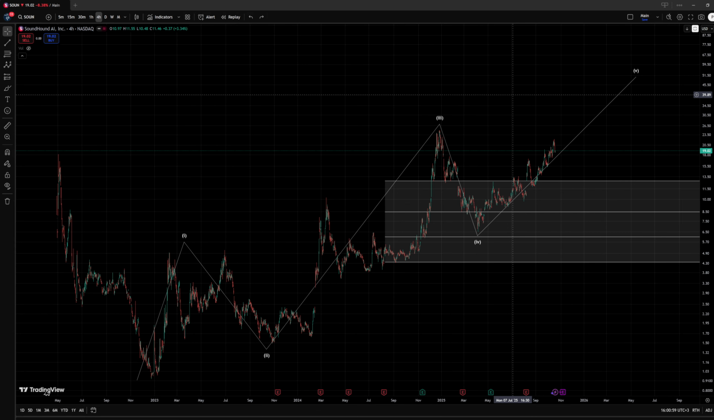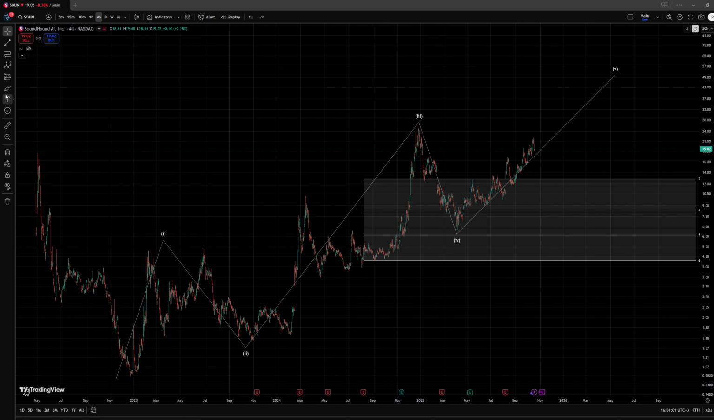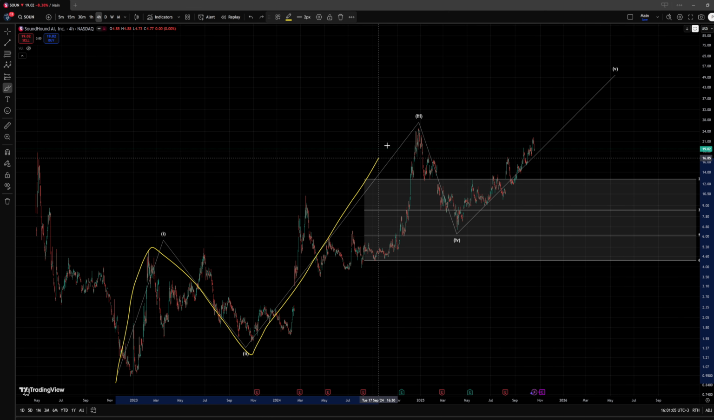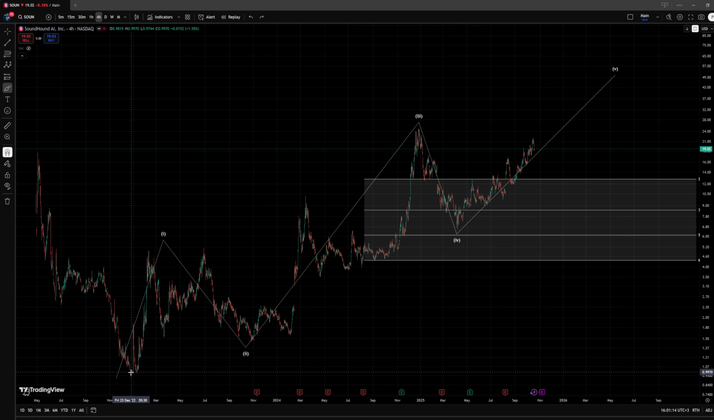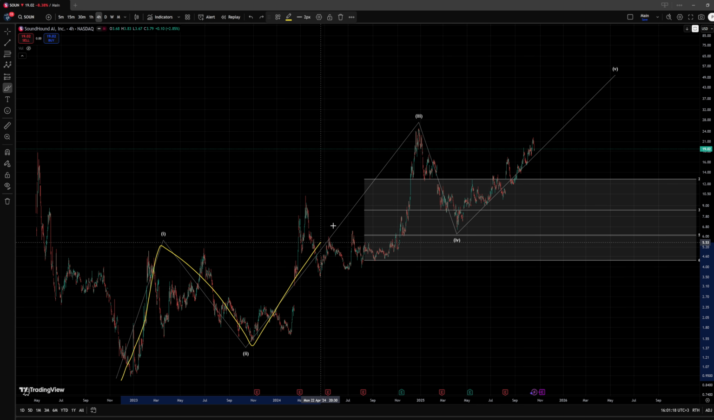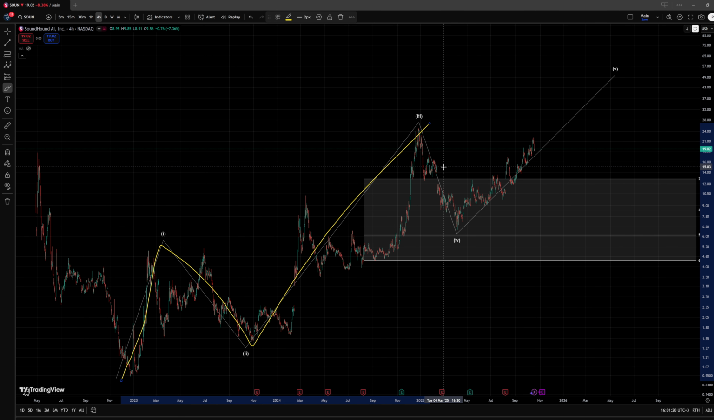In this video we are looking at SoundHound AI. It is time for another update, and on this chart we are tracking a leading diagonal to the upside where we are looking to form a 5-wave structure, but each of these sub-waves of this 5-wave move are in an ABC pattern. And so far we have a wave 1, 2 and 3 complete, pretty much confirmed.